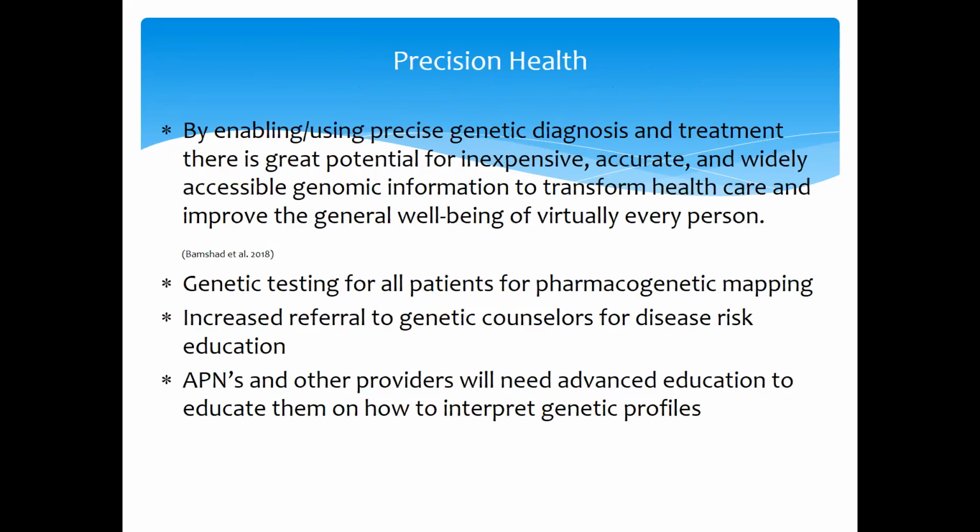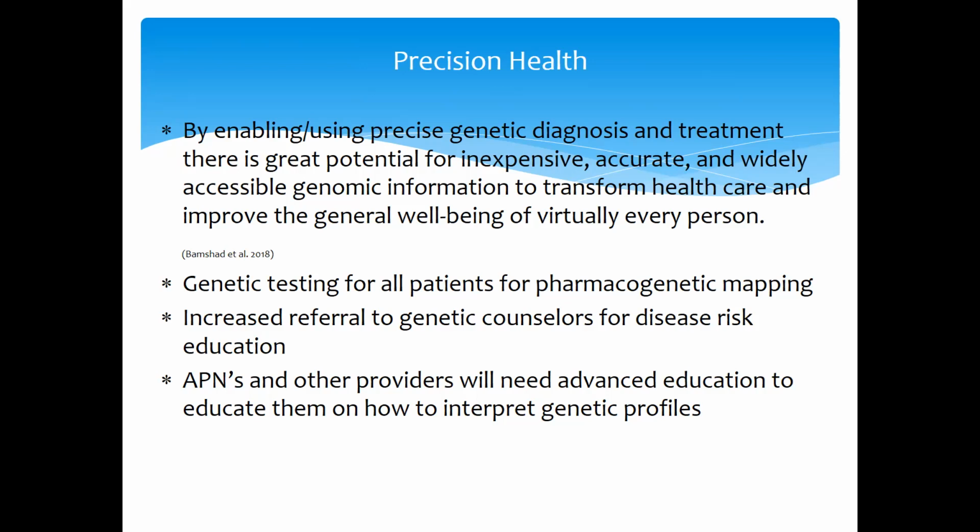So there's this new thing that's coming out there and it's called precision health. And now I'll tell you, this is controversial and I'm just presenting it to you because you're going to hear about it. I'm not telling you this is what we should do or what we shouldn't do. My job is to educate you on what's happening out there in the world, and precision health is happening. What precision health is, it's using genetic profiling to help with diagnosis and treatment. And it's having individuals go through genetic testing for pharmacogenetic mapping prior to any medications being given.